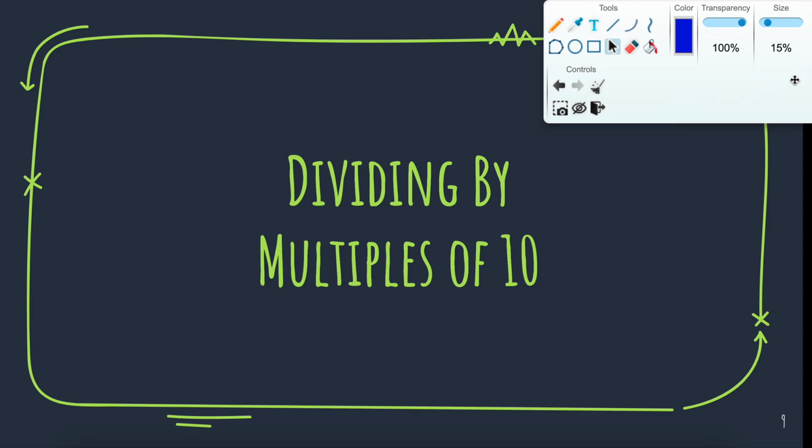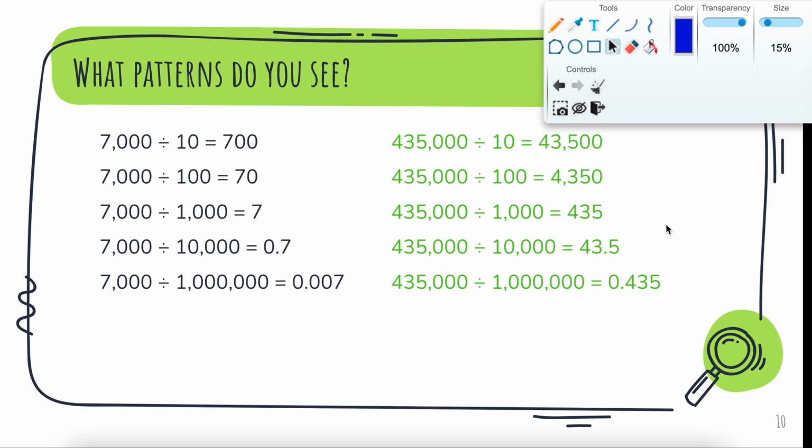Okay, let's move on and look at dividing. Dividing by multiples of 10, again, we're going to look at some patterns first, so take a minute to see what you notice.